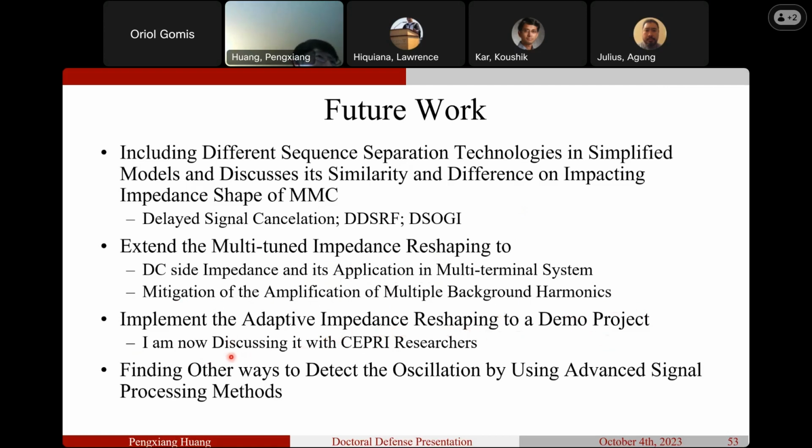Implement the adaptive impedance reshaping in a demo project. I have friends working in China who read my paper and are interested in implementing it in a demo project in China. So I hope that I can finish that, or have cooperation with them. Finding other ways to detect oscillation by using advanced signal processing methods: if you recap what I use, I'm using interpolated fast Fourier transform. That might not be the best one, but I think it's a good one for right now.